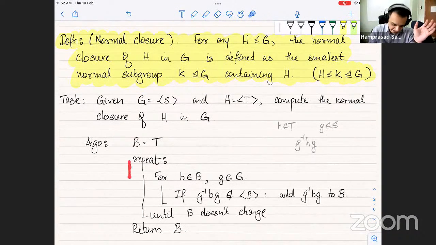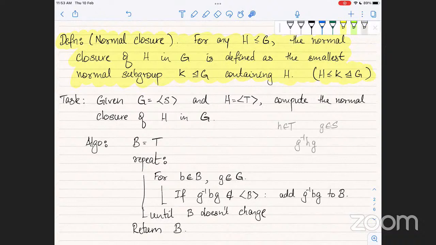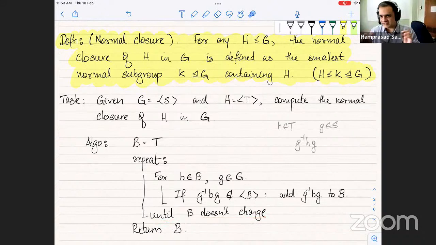Okay. Now it tries that again, with the set T now expanded to a slightly larger set, and it runs the same algorithm with this new thing. So either your group grows or your group is already stable under this operation. If it is stable under the operation, that is, the B did not change, then you exit this loop and return B. But if B does change, then you keep repeating it.